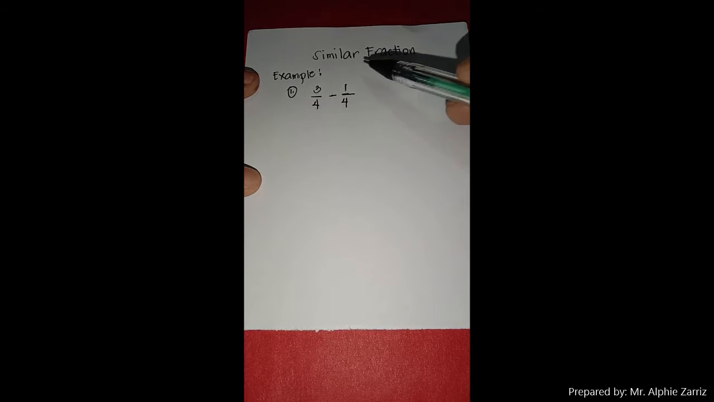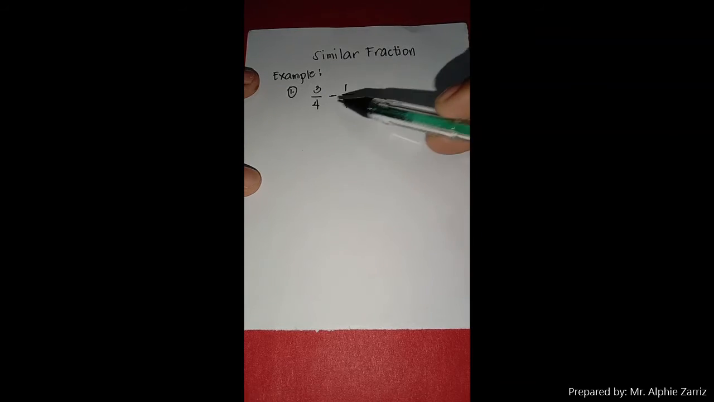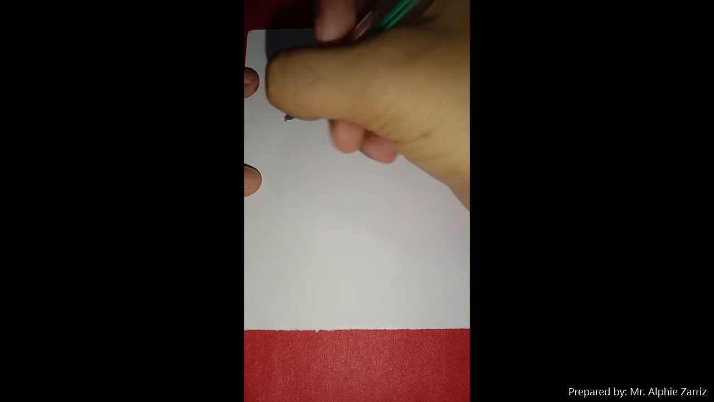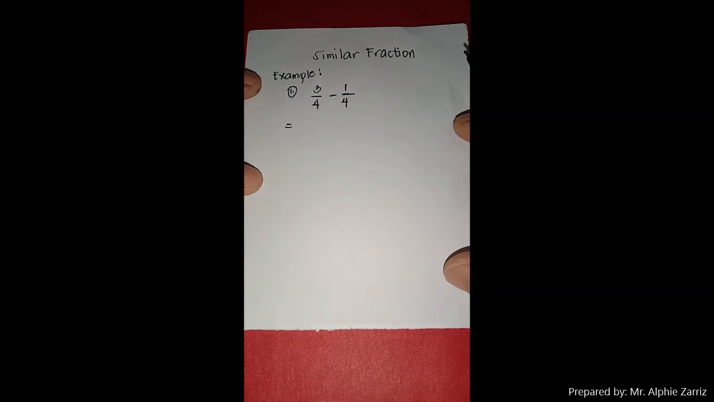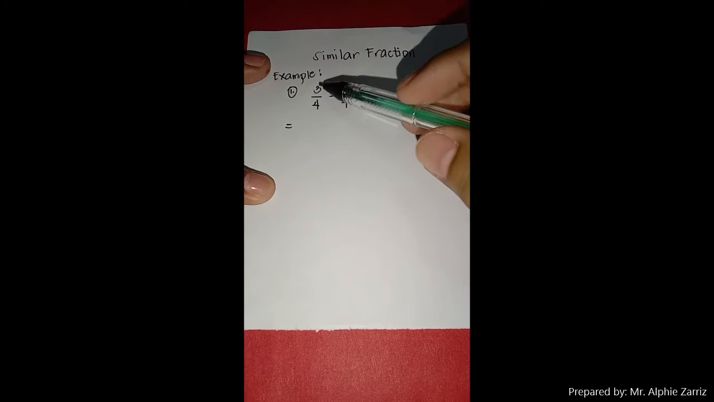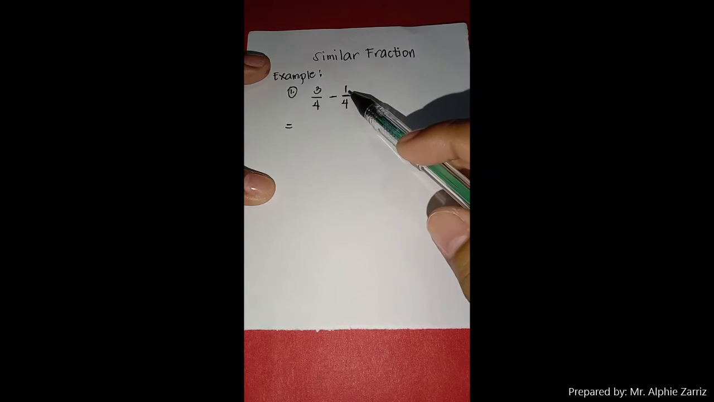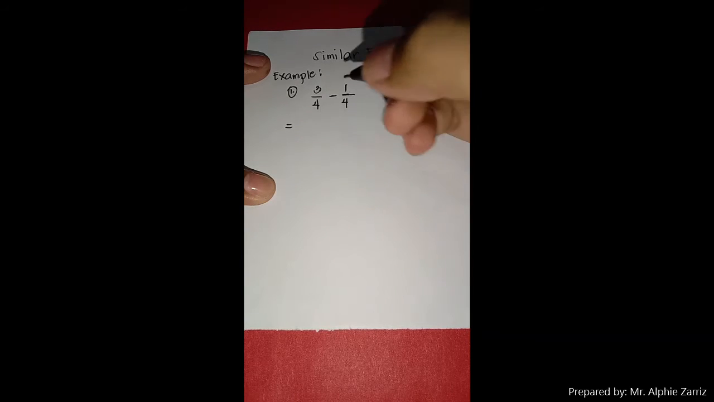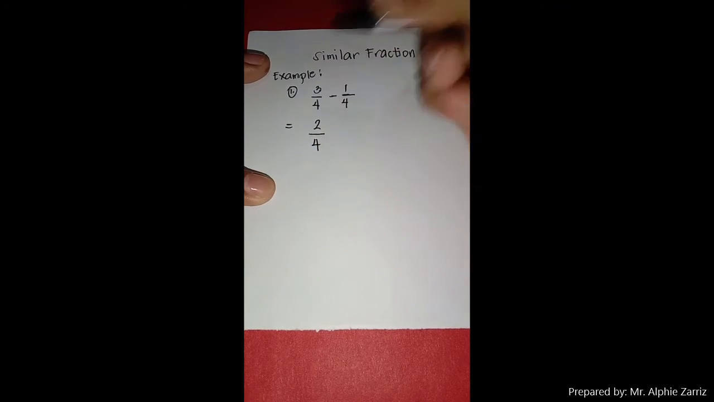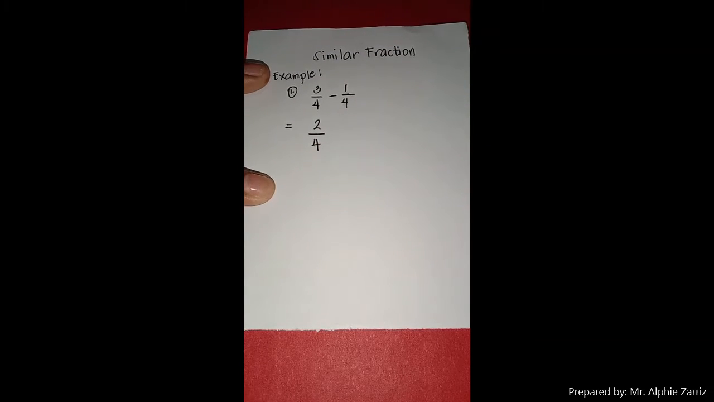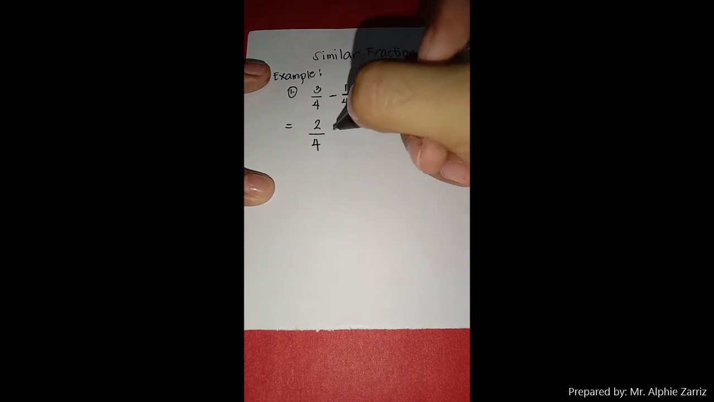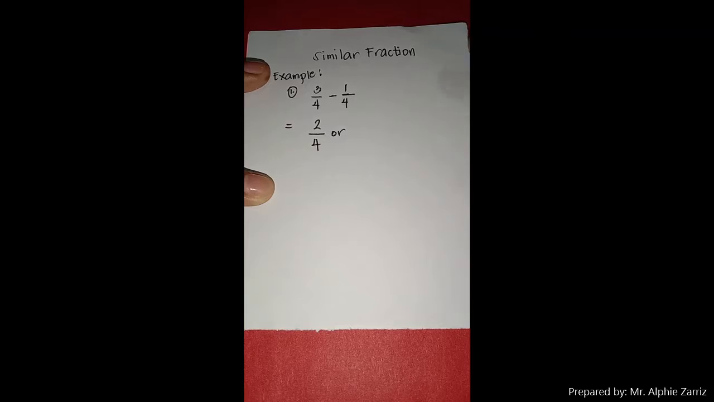For example, we have here similar fractions wherein our denominator is the same. So number 4. Let us try to subtract. Our first step is to subtract the numerators. So 3 minus 1, we have 2. Then copy the denominator, which is 4, and don't forget to express the answer in lowest terms if needed, or if possible.